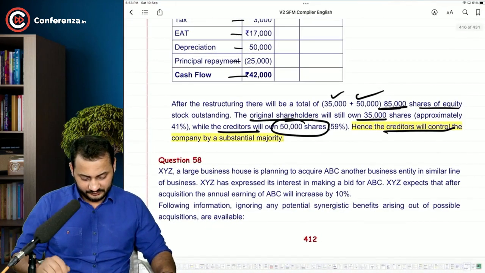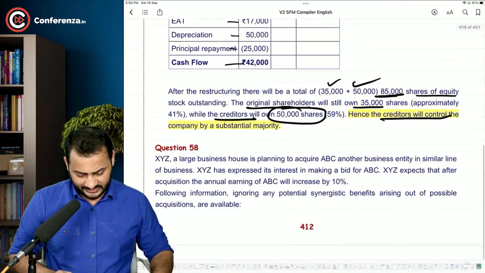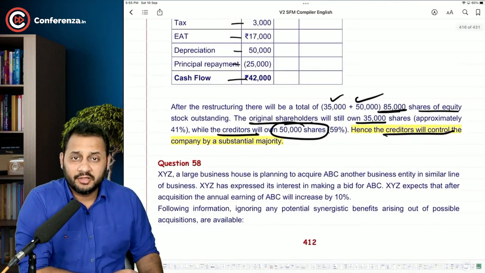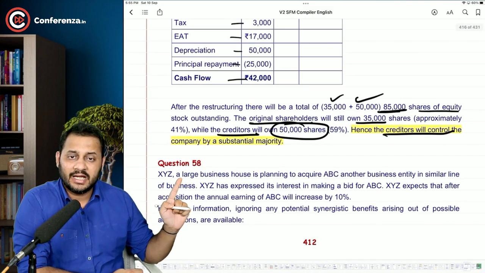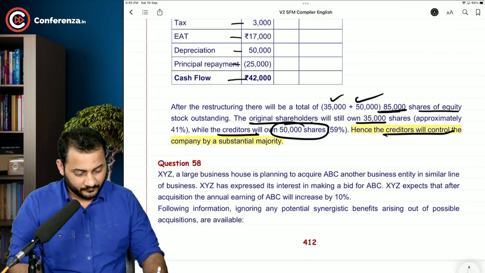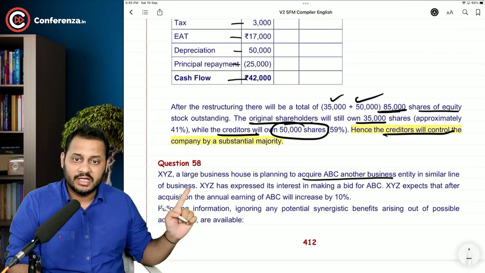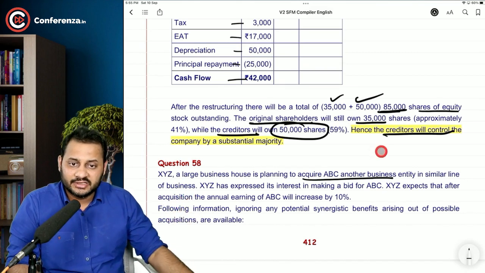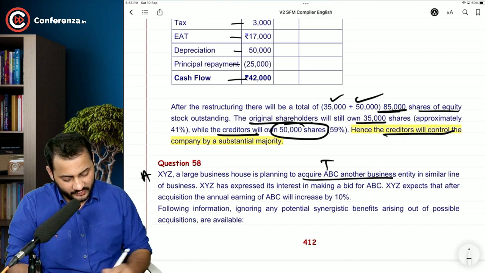So this is the question in front of you. Let's read it. Question number 58. This is a question on geared and ungeared beta as well. XYZ, a large business house, is planning to acquire ABC, another business entity in a similar line of business. XYZ has expressed its interest in making a bid for ABC. This is the target, this is the acquirer.